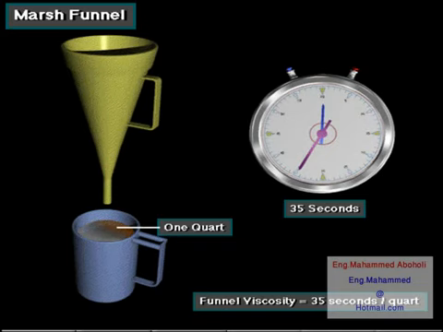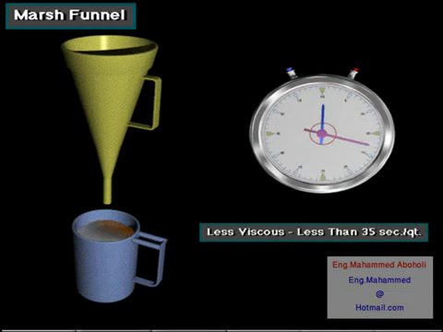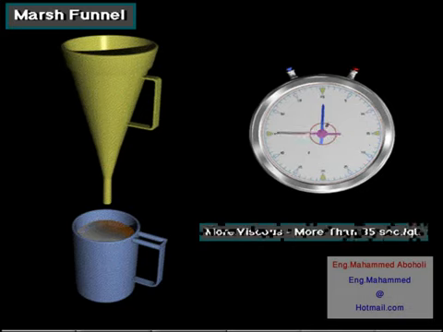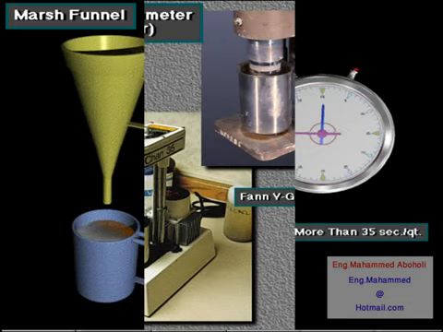In this example, 1 quart of mud flows out of the funnel and into the beaker in 35 seconds. So this mud has a funnel viscosity of 35 seconds. A less viscous or thinner mud would flow through the funnel faster. A more viscous or thicker mud would flow through the funnel slower.